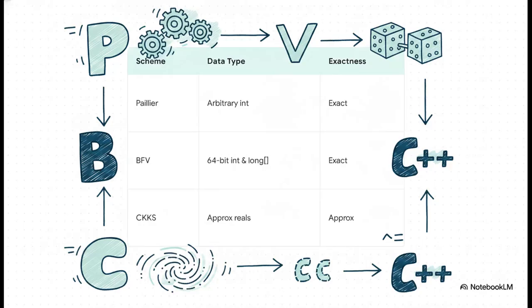Digging deeper, you've got 3 core mathematical schemes to choose from, depending on your use case. Paillier runs in pure Java and utilizes the vector API for arbitrary integers. But if you need fully homomorphic encryption, you look to BFV for exact 64-bit integer arithmetic or CKKS for approximate floating point real numbers.